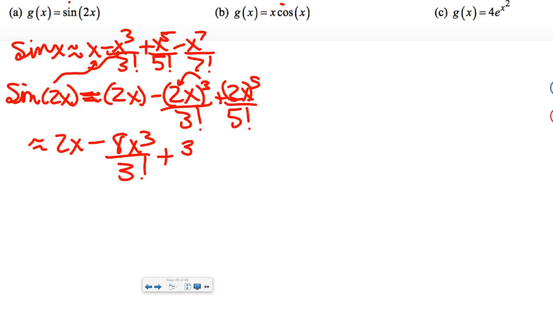This one would be 32 x to the 5th over 5 factorial. Nothing reduces, right? And what would the next one be? What's 2 to the 7th? 64 times 2, 128, right? 128 x to the 7th over 7 factorial, and that you could do some canceling on probably, right? Because there's an even in the set, but I'm going to leave it.